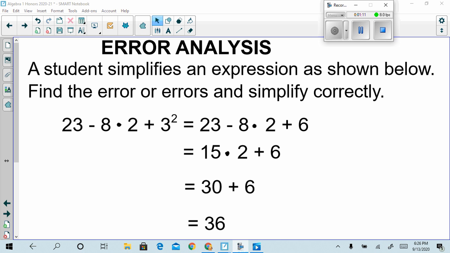The student made an error in step 1. They should have done this and they did that. So give me a little narrative as well, and then find the correct answer. I'm not going to go over this on the video, but we will discuss it in our Zoom lesson today.